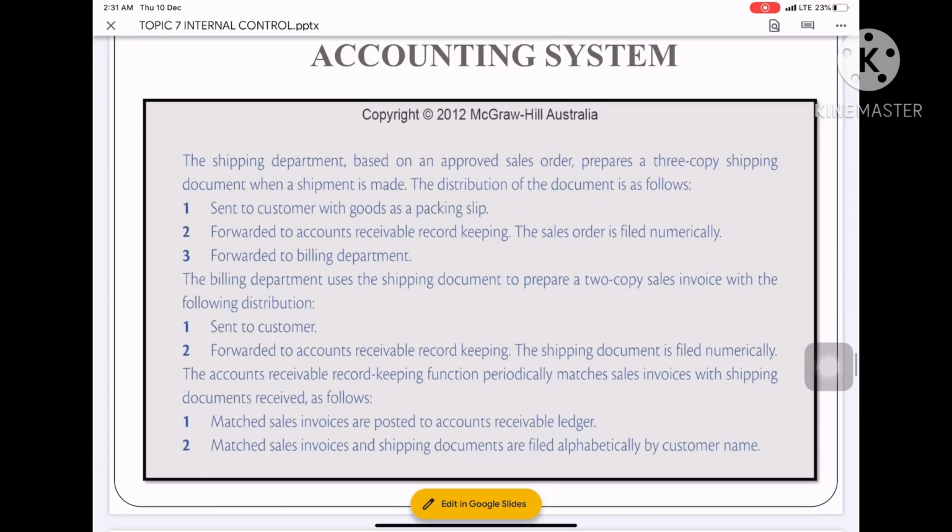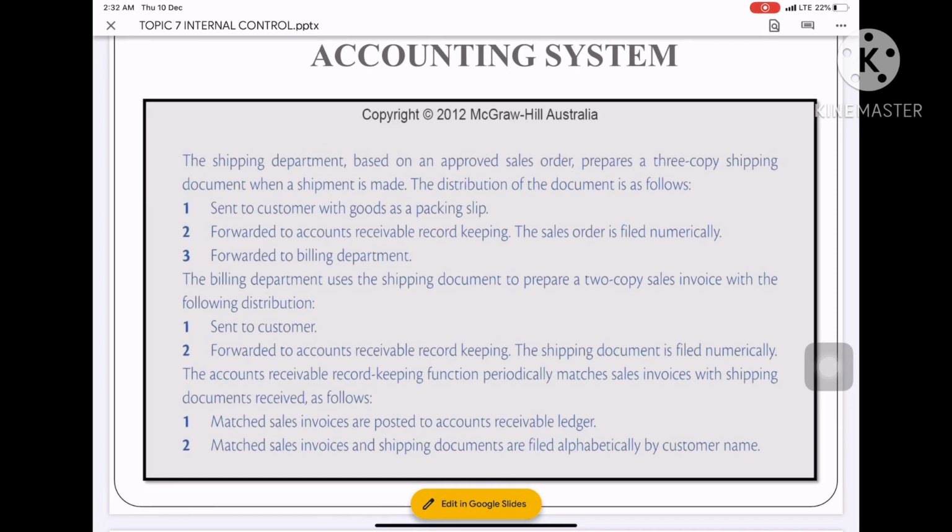Right, number one, send to customer. The first copy will be sent to the customer with the goods as a packing slip. So 1 copy was sent to the customer. The second copy will be forwarded to the accounts receivable record keeping. So this is to record the sale. Number 3, in the billing department. The billing department uses the shipping document to prepare 2 copies of the sales invoice with the following distribution.